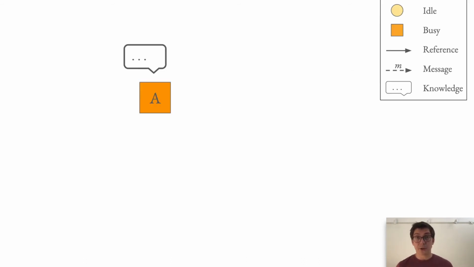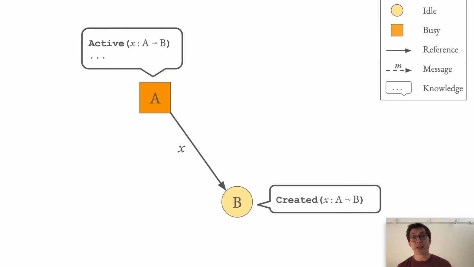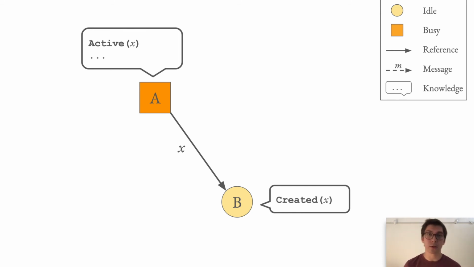So here we have a busy actor A. The speech bubble shows its knowledge set, which, remember, holds some special GC related information. For simplicity, we represent this knowledge set as just a set of facts, kind of like in Datalog, but in practice you'd use some more optimized data structure. When A spawns an actor B, it gets a refob pointing to it, and this is represented by this active fact shown here. And similarly, when B is spawned, its knowledge set contains a fact saying that it knows this refob X has been created. To save space, I'm going to omit the additional information and just write X when we refer to the entire refob.